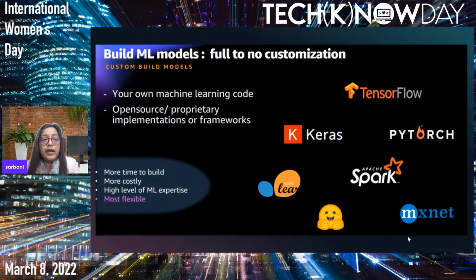In SageMaker, there are various ways we can build the model. With the SageMaker model, we can use a custom-built model. You can see TensorFlow, Keras, PyTorch, Spark, Scikit-learn, Hugging Face, MXNet. All the custom-built models are available in the SageMaker framework.